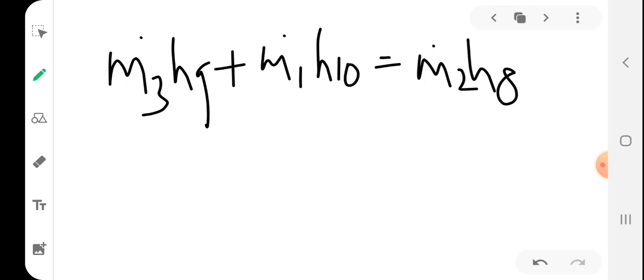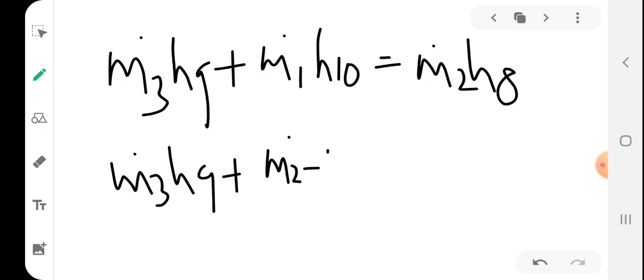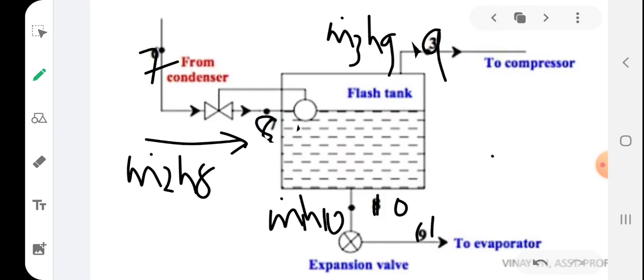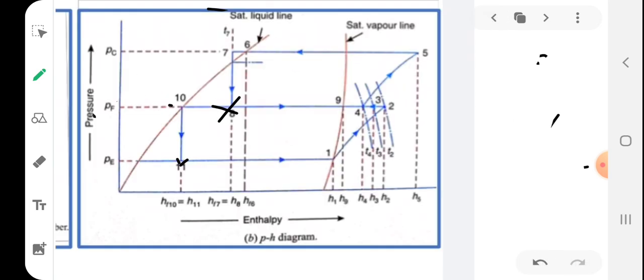So m3 can be written as m3 dot into h9. So this can be written as m3 dot h9 plus m1 dot, which can be written as m2 dot minus m3 dot, into h10, equal to m2 dot h8. So rearranging this, this h10 is nothing but h of 10 itself, and h9 you can directly get.